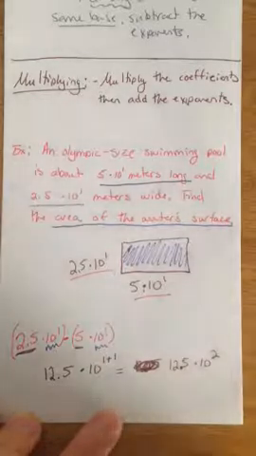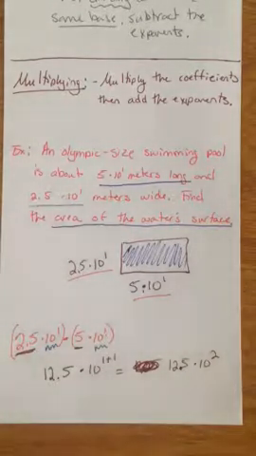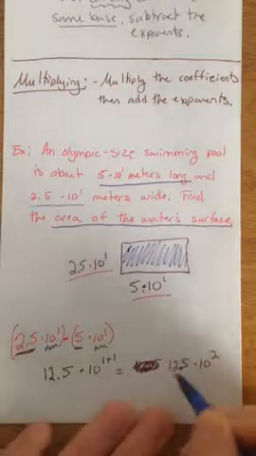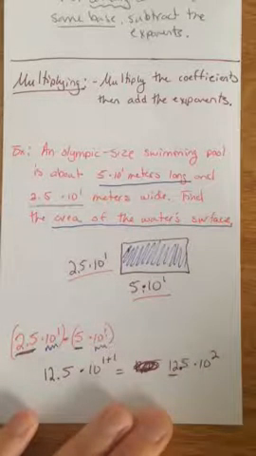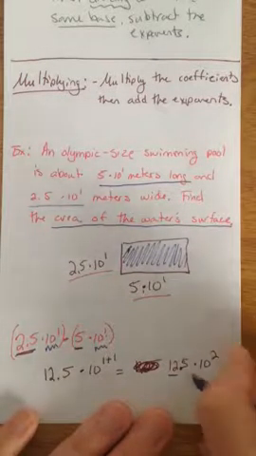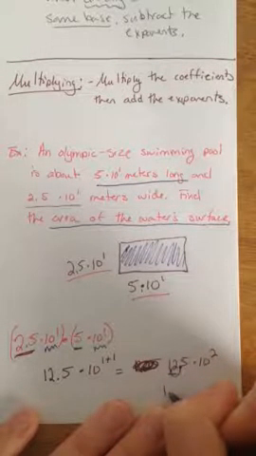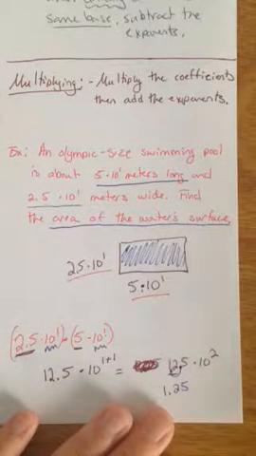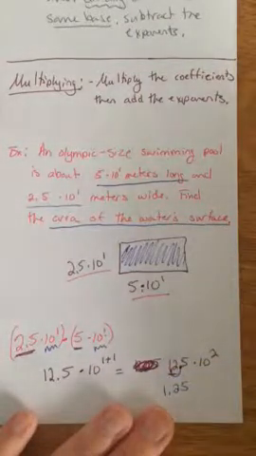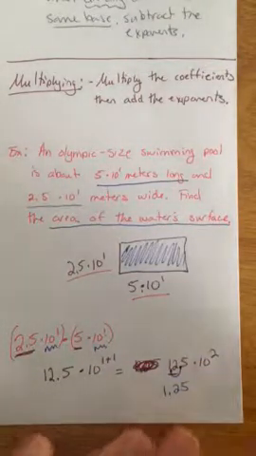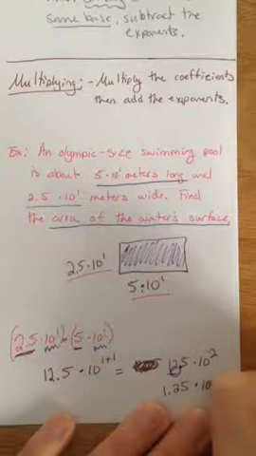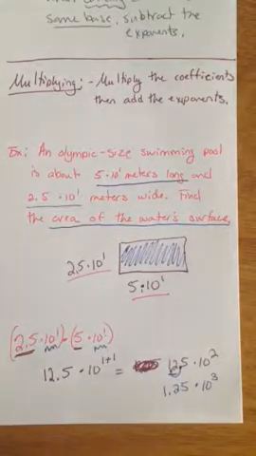Okay. Now it wants my answer in scientific notation. This is not yet in proper scientific notation because 12 is not between 1 and 9. So I'm going to move my decimal over 1. So I'm going to have 1.25, and because I moved it to the left 1, I bump up my exponent by 1. So times 10 cubed.